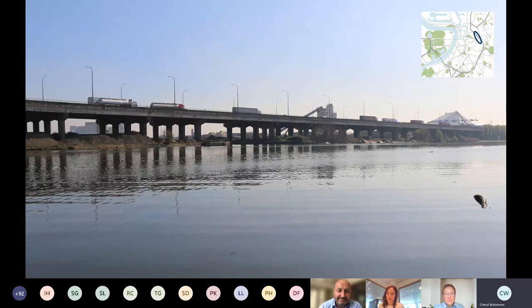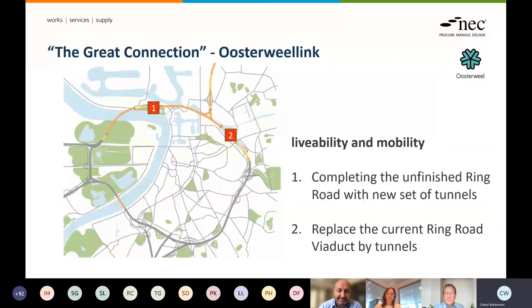So what we're going to do, as you can see in the next picture, is what we call with the Oosterweel project the Great Connection. We're going to start connecting the ring itself, making it complete, as you see at number one. We're going to have a Scheldt crossing, linking the left bank ring road with the right bank ring road. And there's also the part where the viaduct is, where we're going to demolish the viaduct and have the ring road under the ground level. On top of that, we're going to increase livability by having a lot more open spaces. And that's also the reason why we call it the Great Connection, because we also want to connect the city parts that are now split by the viaduct.